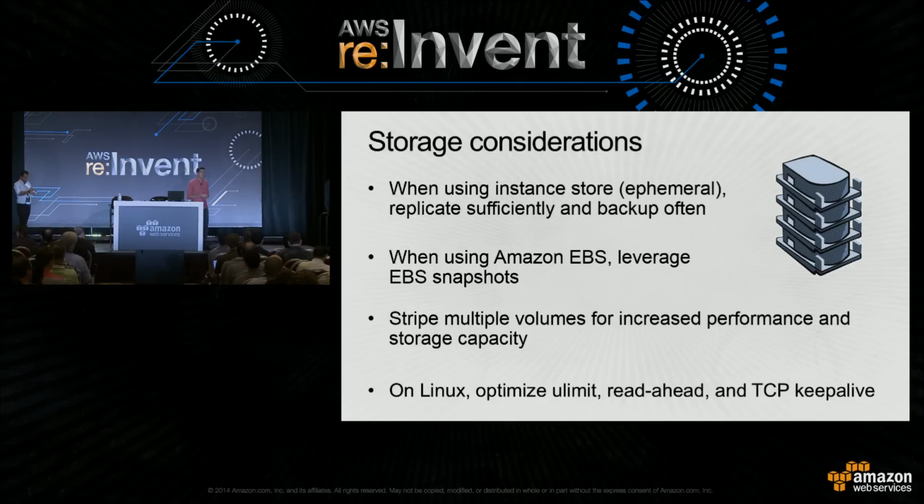You can stripe multiple volumes, but just be careful with striping, because if you stripe volumes, it becomes harder to snapshot. If you've ever tried to take a snapshot of a RAID array, for example, it's not exactly straightforward necessarily. So if you are going to stripe volumes for performance or for aggregate storage reasons, just think carefully about your backup strategy and your snapshot strategy as well.